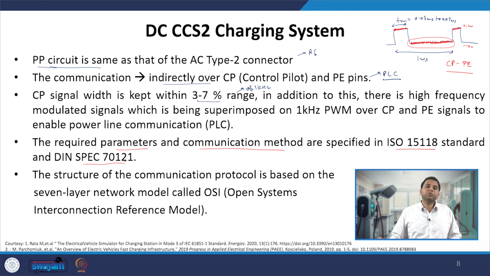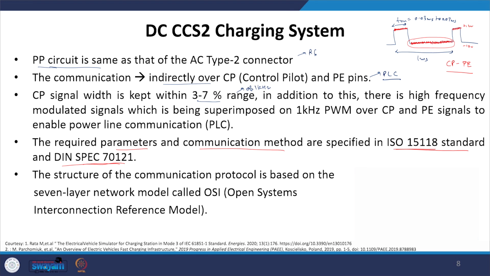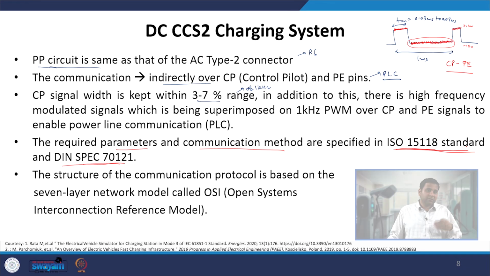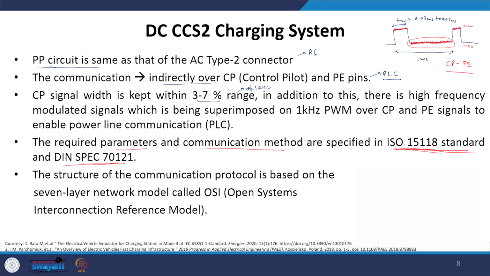Now the required parameters and the communication methods are specified in great detail in the ISO 15118 standard and DIN SPEC 70121 standard. These are the two standards which define all the communication methods and all the parameters, like when information needs to be sent, how the information needs to be sent, what the message type will be, and how the message looks. All of that is detailed in these standards. So whenever someone wants to develop this particular charging system, one must read the ISO 15118 standard and DIN SPEC 70121 standard to implement this high level communication over the CP line.